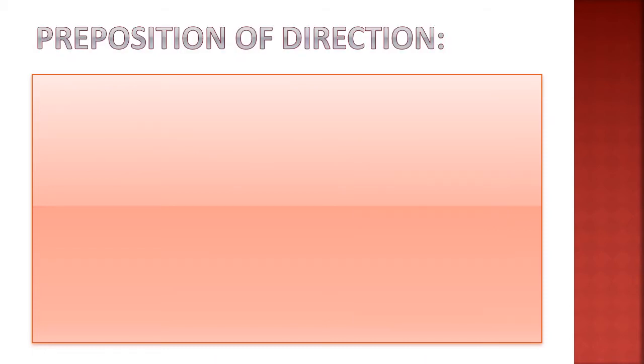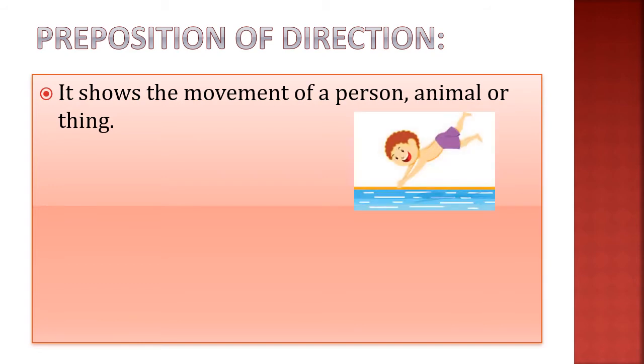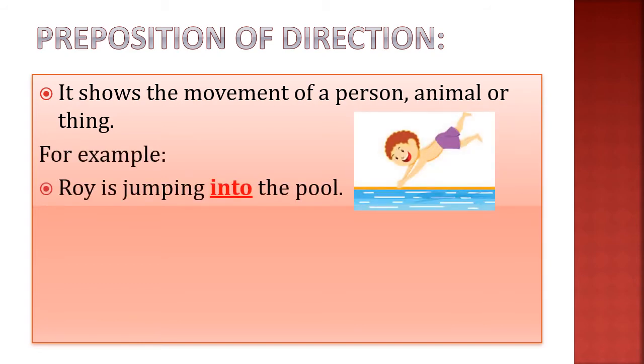Now, coming to preposition of direction. This preposition shows the movement of a person, animal or thing. ये किसी भी चीज़ की, किसी इंसान की, किसी जानवर की movement show करती है कि किधर को है, किस तरफ को है. Let's see the examples. Roy is jumping into the pool. So Roy pool के अंदर jump कर रहा है. ये आपको movement show कर रहा है into the pool.